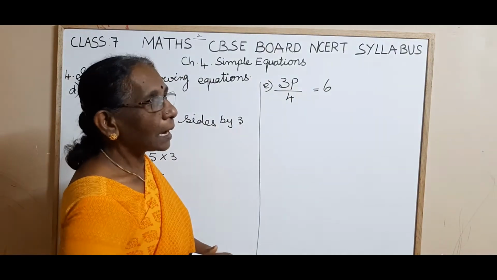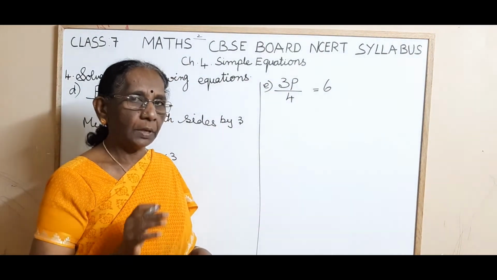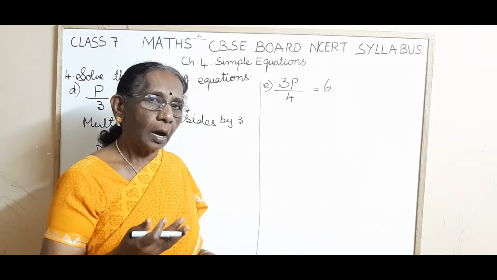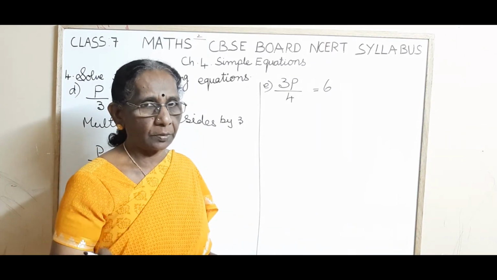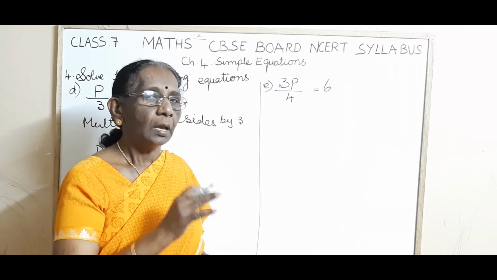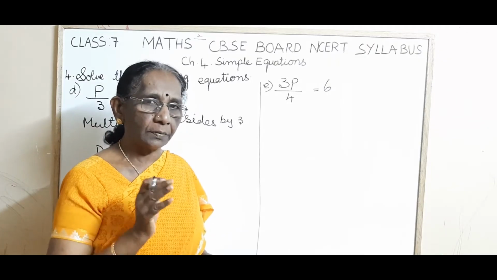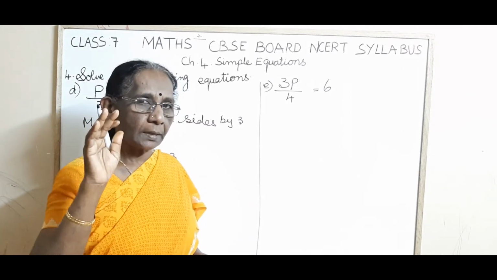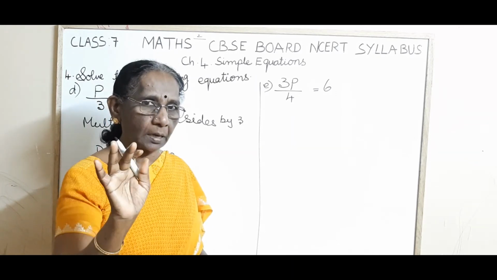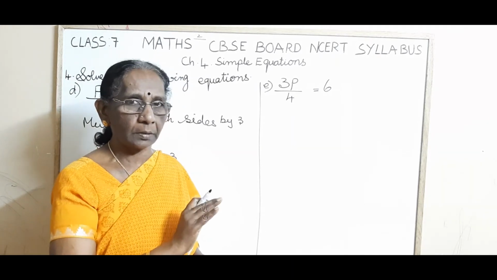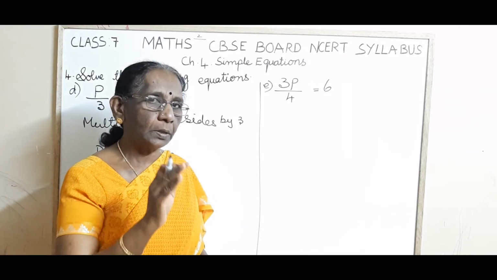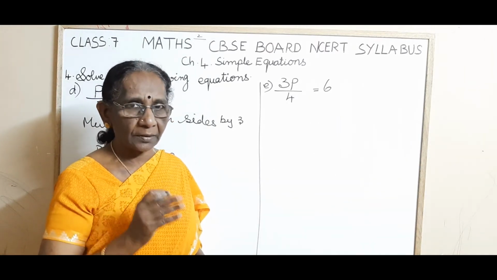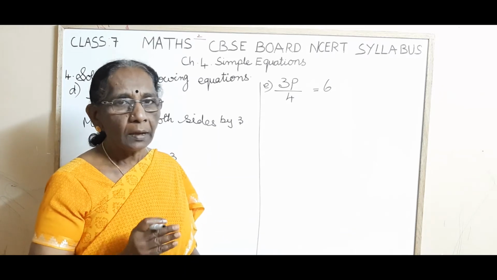When we have addition and multiplication, we have to eliminate the addition operation first. If you have subtraction and multiplication, you have to eliminate subtraction first. Then only should we move to the multiplication. In the same way, if you have addition and division, first eliminate the addition, and with subtraction and division, first eliminate subtraction. Then only move to the division. If you follow this order, it will be very easy to eliminate the constants from the left hand side and get the value of the variable.